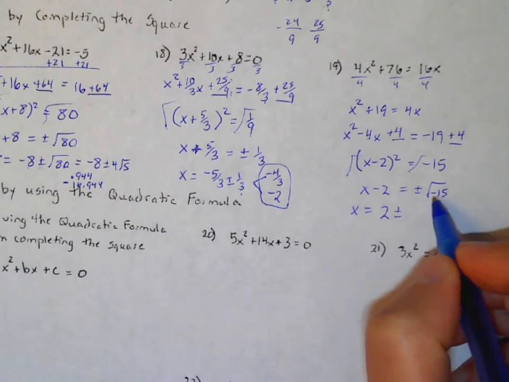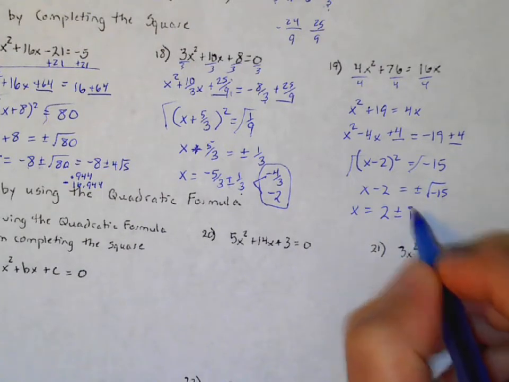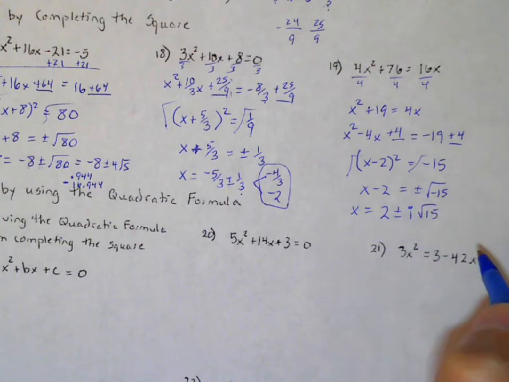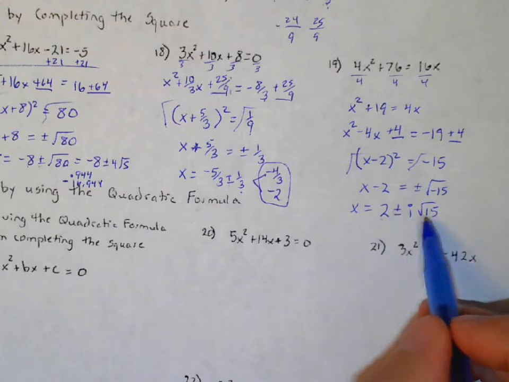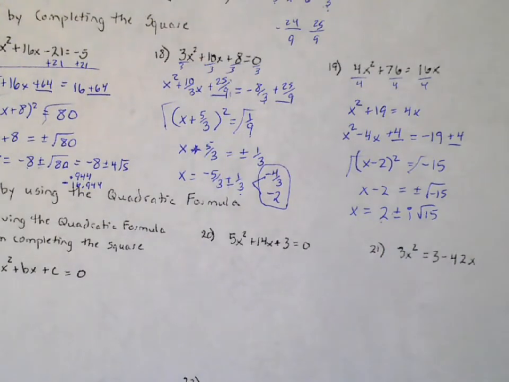Okay, now what do we do with the square root of a negative? It's an imaginary number, right? Okay, so the square root of 15 there, and there's your answer. We get our two answers, 2 plus this and 2 minus this. We have the two answers we get with quadratics.